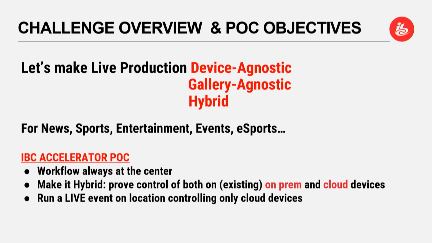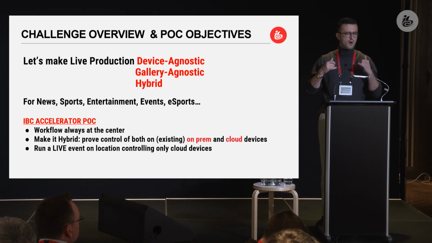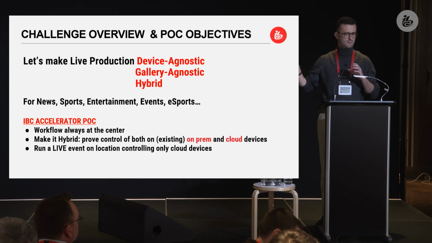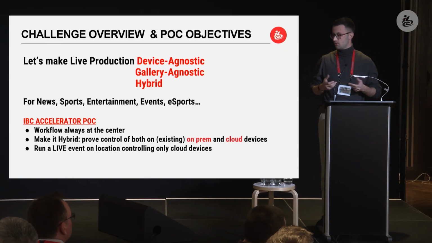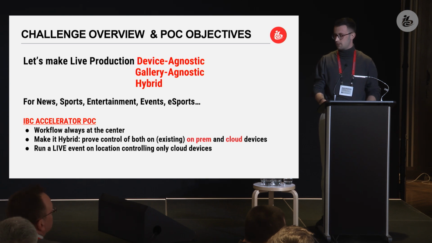Now, for our proof of concept, we want to really focus on having that workflow always at the center. The workflow should decide the devices being used, not the other way around. And to prove that, we would like to show that our workflow, the script and rundown, can automate and control any existing on-prem setup, but that we can also do a complete switch to fully on-cloud production. So we want to run a live event on a location controlling all new live cloud devices.